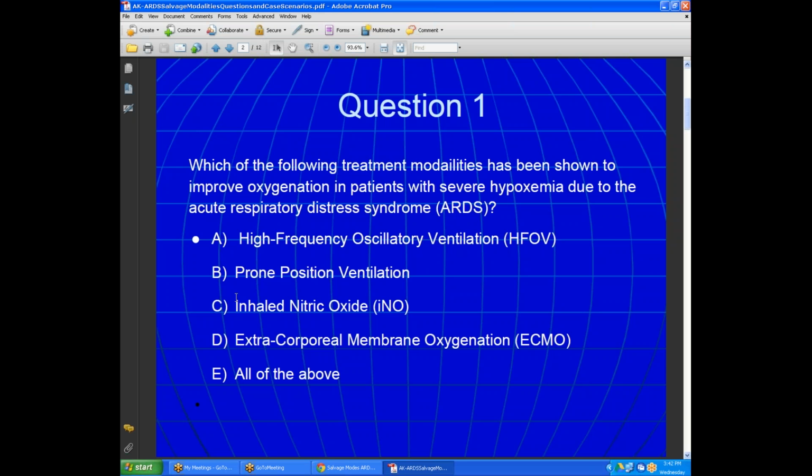Anyone want to read? It assures that you're awake if you're reading. You might not be paying attention still, but you are awake. Which of the following treatment modalities has been shown to improve oxygenation in patients with severe hypoxia due to acute respiratory distress syndrome? I'm guessing the answer is A, which is bulleted. High-frequency oscillating ventilation, prone position ventilation, inhaled nitric oxide, ECMO, or all the above.